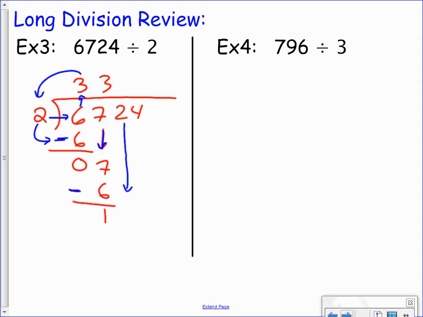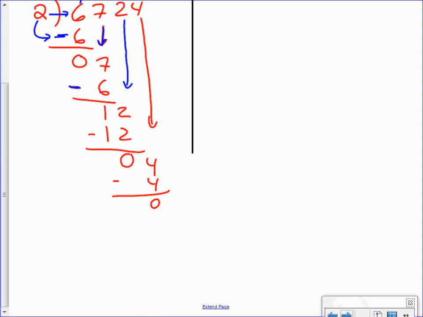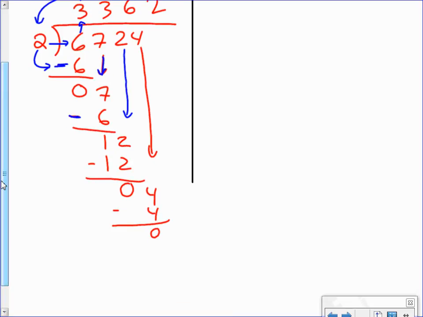Then we're going to bring down the 12. Okay? So 2 goes into 12 6 times. 6 times 2 is 12. Subtract, you get 0. Bring down the 4. 2 goes into 4 2 times. 2 times 2 is 4. 0 means you have no remainder. So the answer for that last one is 3362. The stuff on top is the final answer.